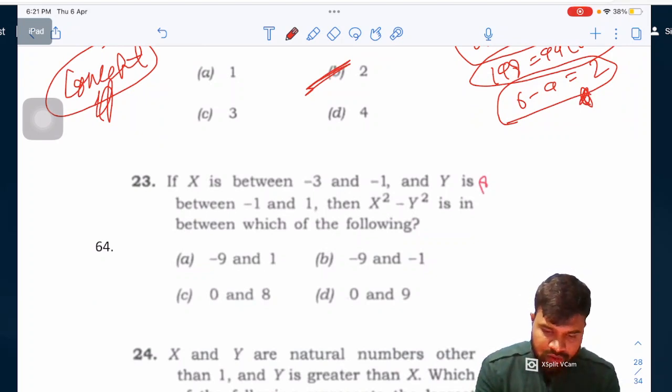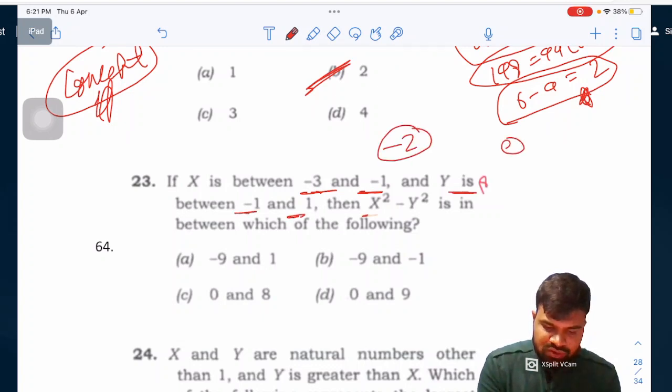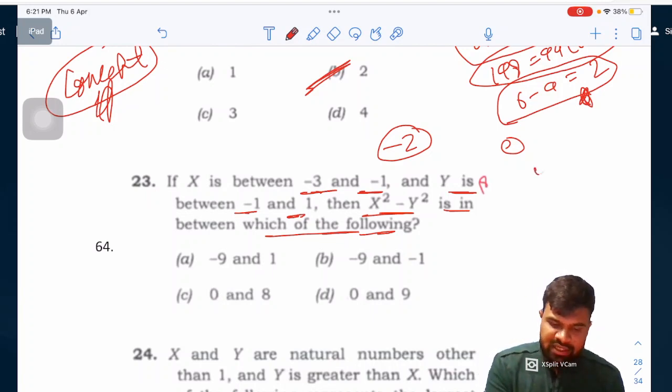Okay. x is between minus 3 and minus 1. Let's suppose x is minus 2. y is between minus 1 and 1. Let's suppose y is equal to 0. x square minus y square is between which of the following numbers? If you want to do it by assumption, then in this case it will be 4. So it can either be 0 to... so this cannot be true.